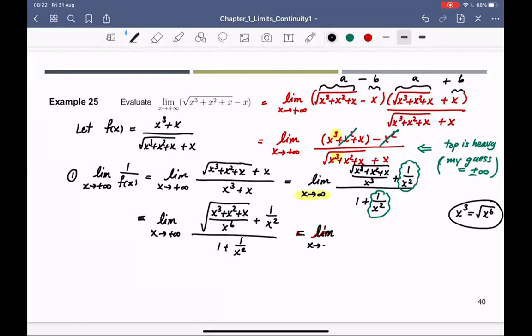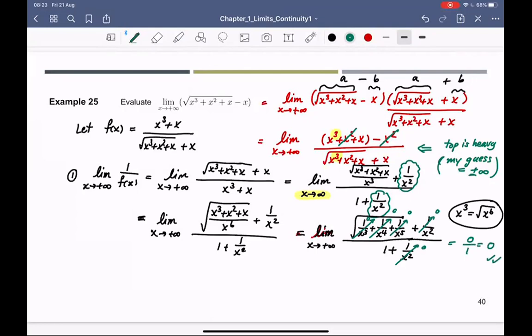So you're going to get x going to plus infinity, and this is going to be 1 over x cubed plus 1 over x to the 4th power, plus 1 over x to the 5th power, and then plus 1 over x squared, and then 1 plus 1 over x squared. So here it's easy now. Everything goes to 0 on the numerator, and the denominator goes to 1. So at the end, you have 0 over 1, which is 0.